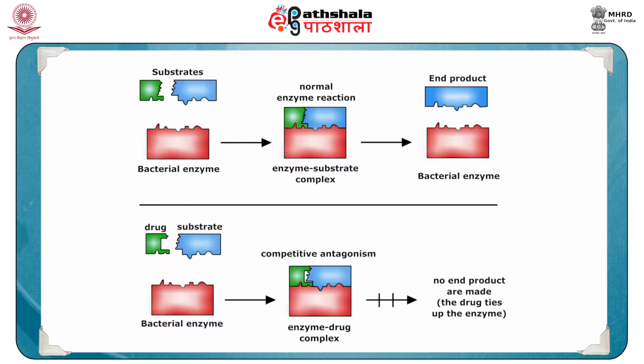The substrate normally binds to the bacterial enzyme at the substrate binding site, giving rise to the enzyme-substrate complex. The product is a combination of the two substrates, as indicated in the figure, and is released at the end of the reaction. If instead of the regular substrate you have a drug, then competitive inhibition occurs with the drug and the second substrate binding to the enzyme complex. However, the enzyme-drug complex cannot form the product.